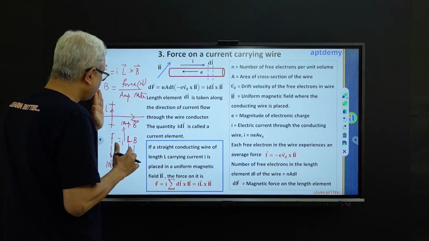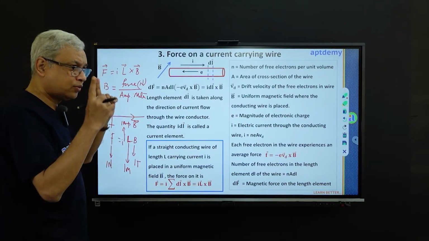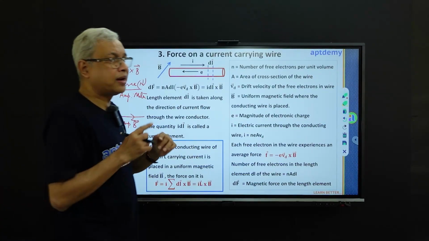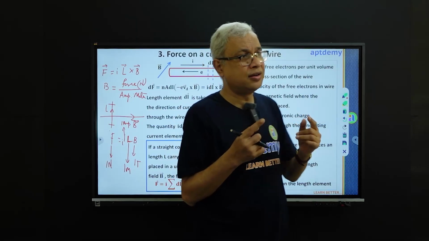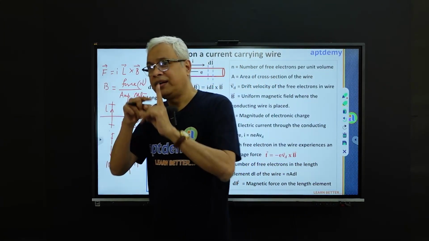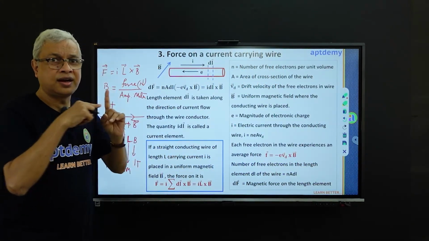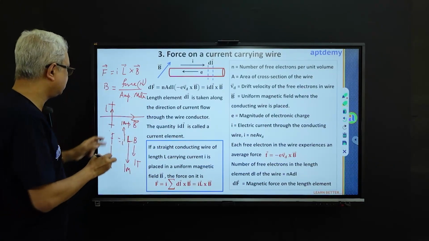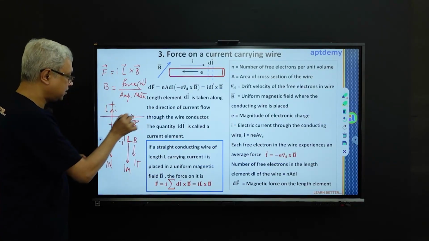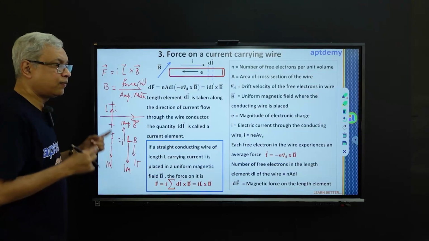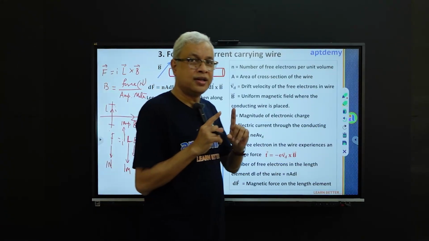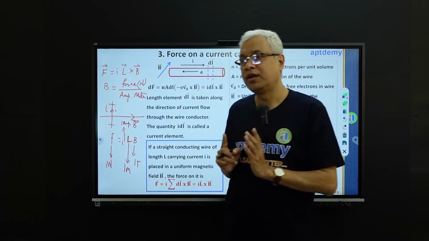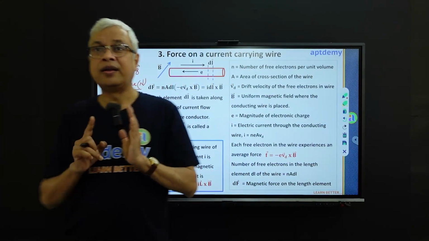So 1 ampere current flowing through a conductor of length 1 meter placed in a magnetic field of 1 Tesla, where the magnetic field and current are orthogonal to each other, this is I and this is B, experiences a force of 1 Newton in a direction perpendicular to both the L vector and the B vector.